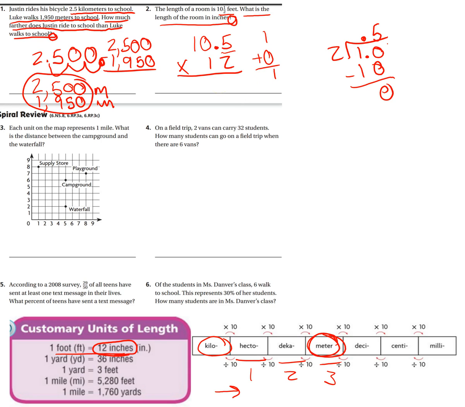Okay, number 3, each unit on the map represents 1 mile. So each one, that's 1 mile, 2 miles, 3 miles, and so on. What is the distance between the campground and the waterfall? So campground is here, waterfall is here. You're just counting 1, 2, 3, 4. So 4 miles.